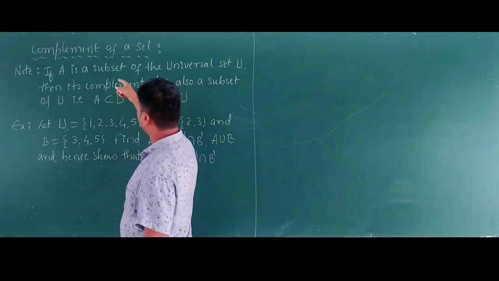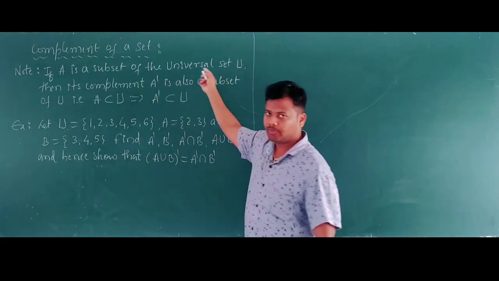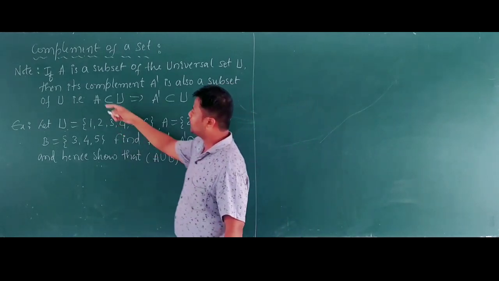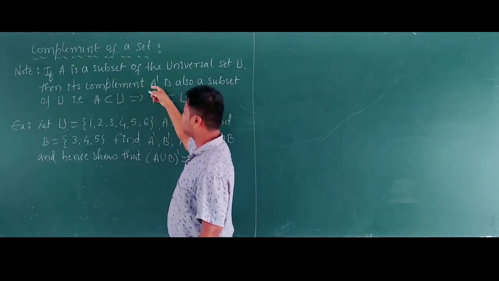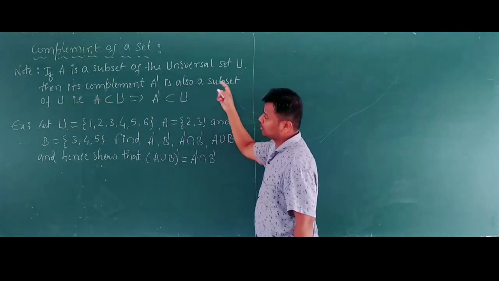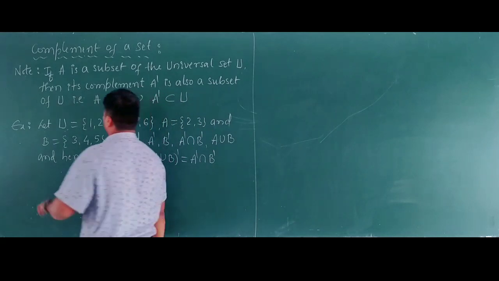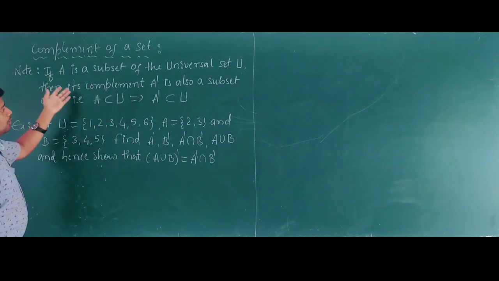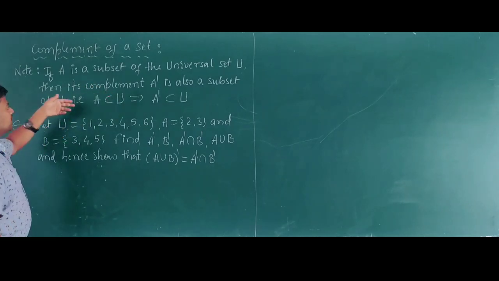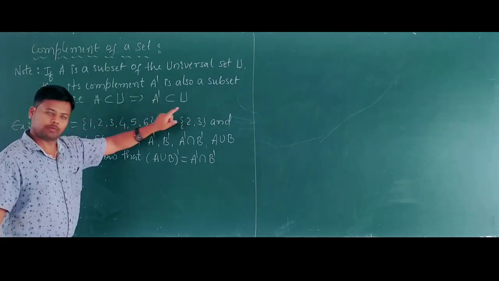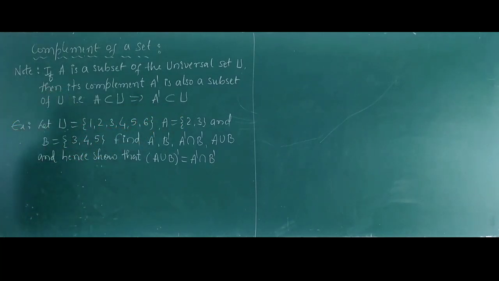Next note point: if A is a subset of the universal set U, then its complement A dash is also a subset of U. It's understood. Obviously, if A is a subset of the universal set, then its complement is also a subset of U. That is, A is a subset of U implies A dash is also a subset of U. Okay, so we'll see one example on the complement of a set.